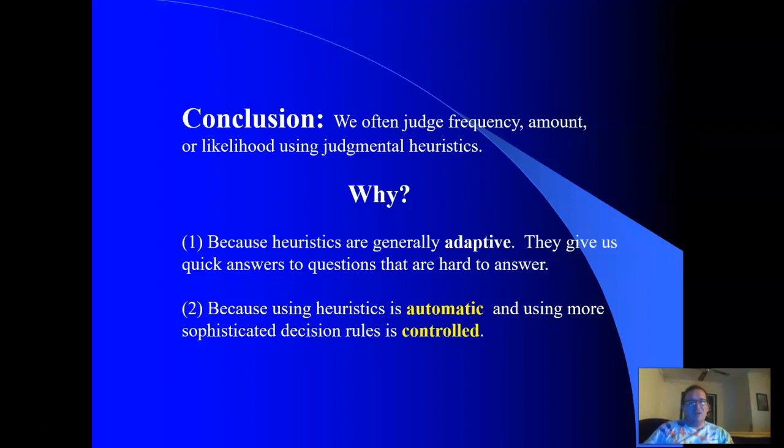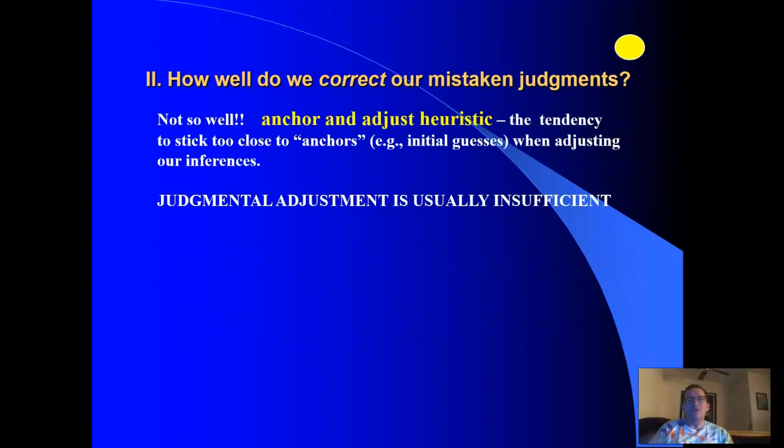So let's move on here. At least let's try to get my computer to cooperate. Big question two. How well do we correct our mistaken judgments? So if a person tells you, no, that answer is incorrect, sort of like I did with the paper folding problem, and asks you to make an adjustment, the research that's been done now for more than 45 years shows pretty clearly that there's a basic bias to stick too close to our initial answers.